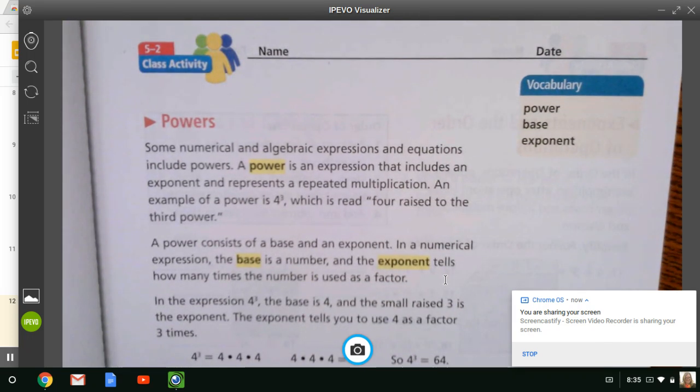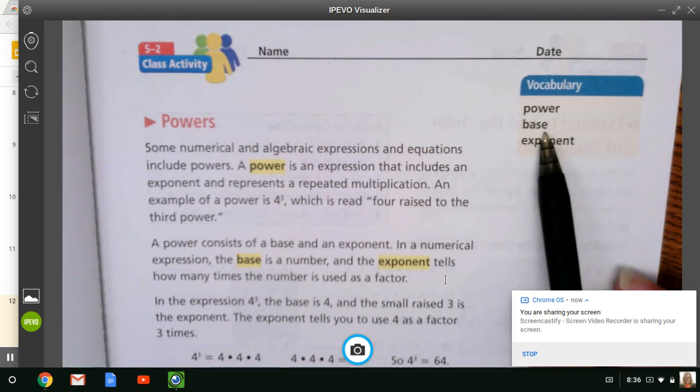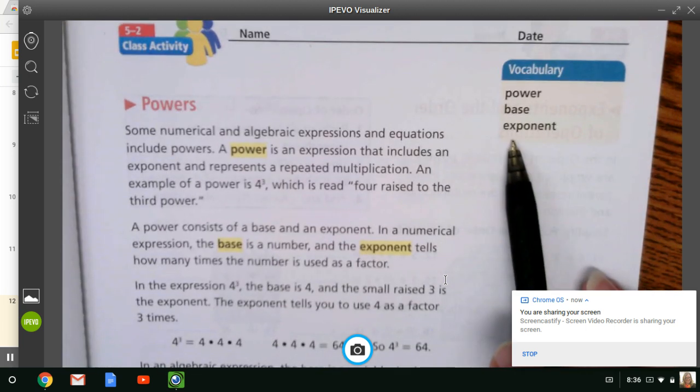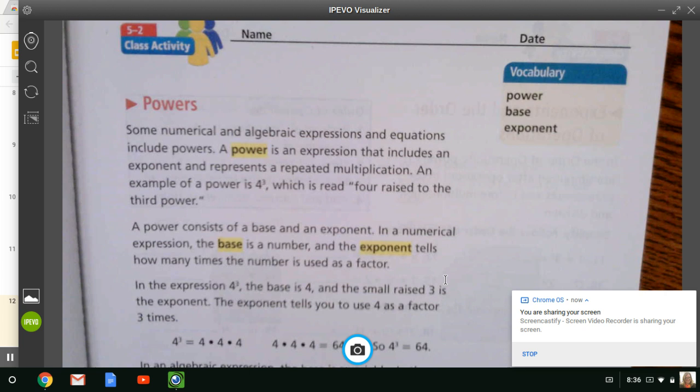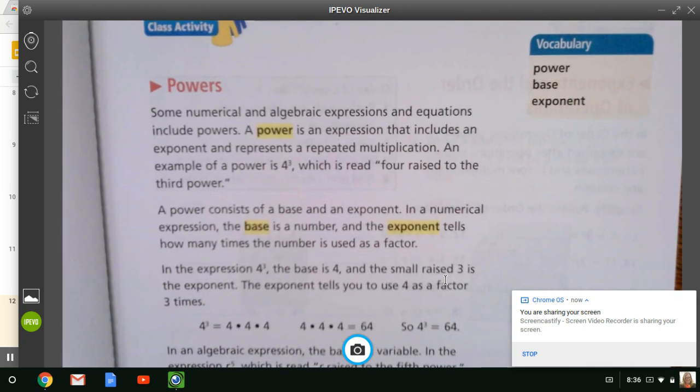All right, we are moving on to lesson 2. We've already practiced powers also. So these are also referred to as exponents. So let's look through these vocabulary words. So we have power, base, exponent. We're on page 167 in our journal.